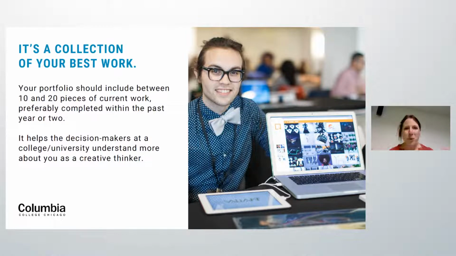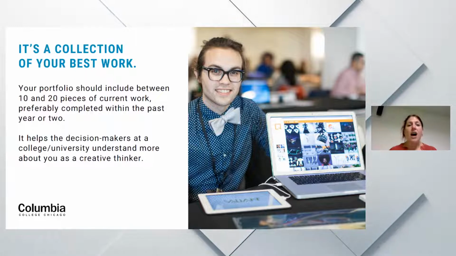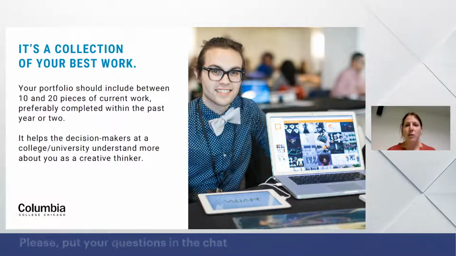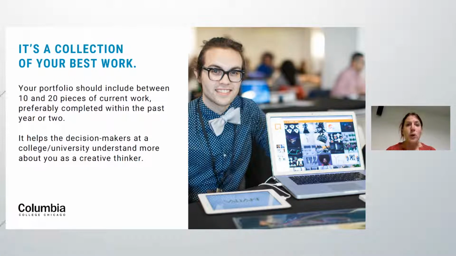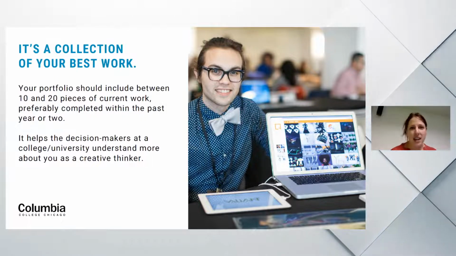So a typical portfolio is 10 to 20 images of your best and current work. You don't want to submit work from when you were 5 years old, from when you were 10 years old, because you progress and you improve with each year. So the most current it can be, chances are that is your best work. And why do US universities want this?